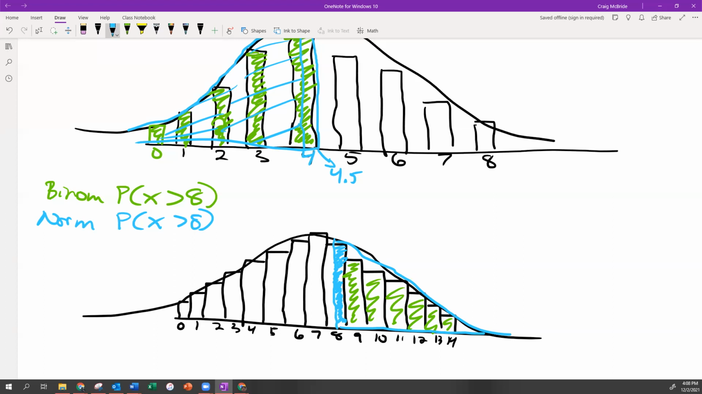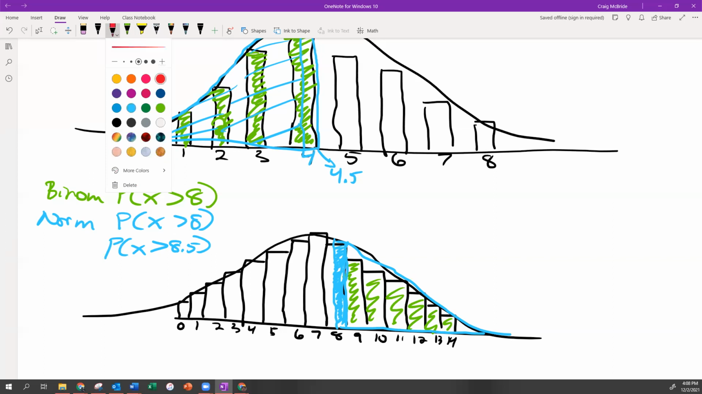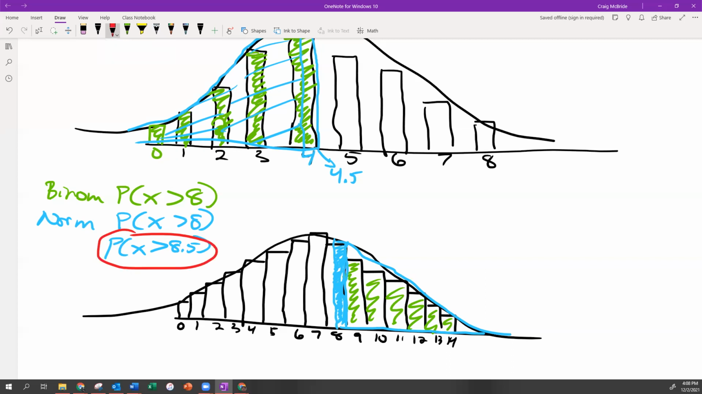So a better approximation would be the probability that X is greater than 8.5, because then that would cut us off right here, because this line, right? Maybe I should do it in a different color so we can see, and this be red. 8.5 would be right here. And then we would get a more accurate estimate.